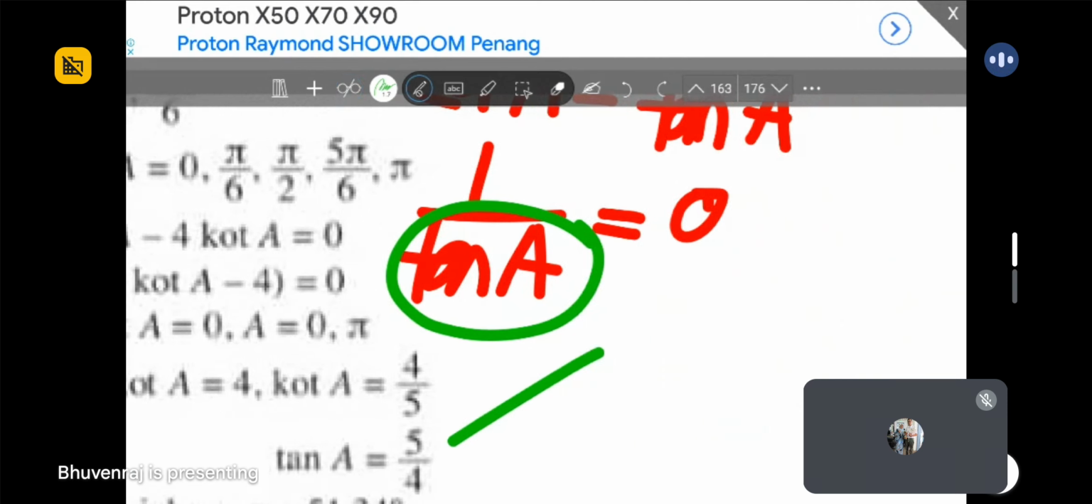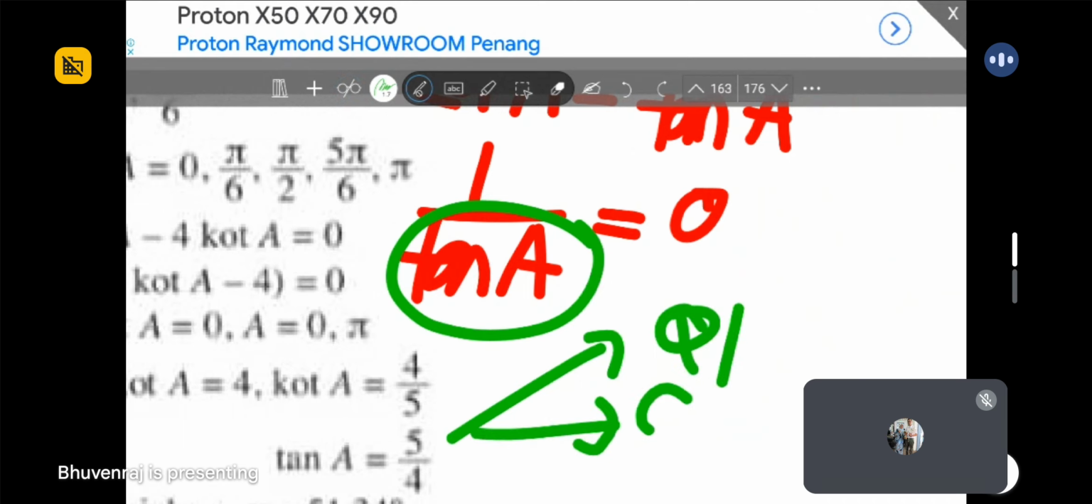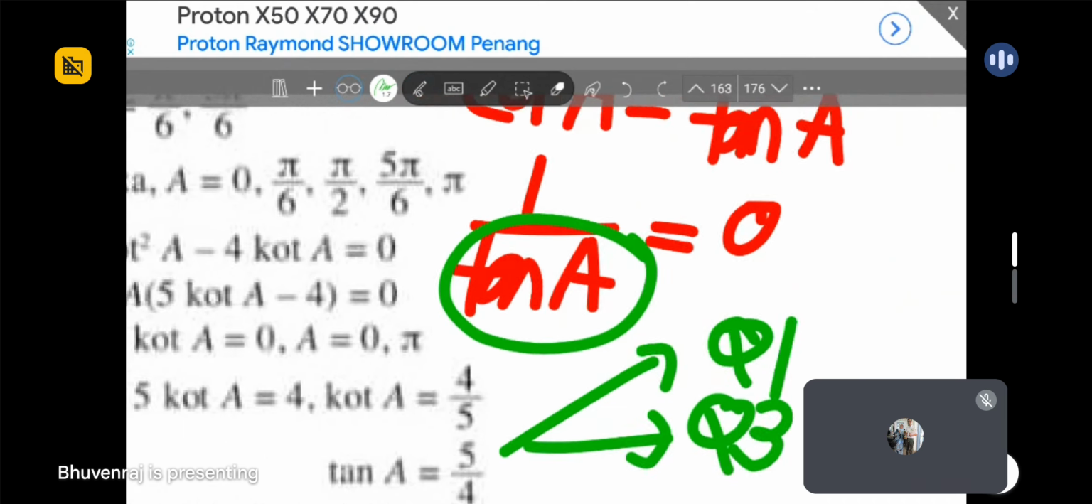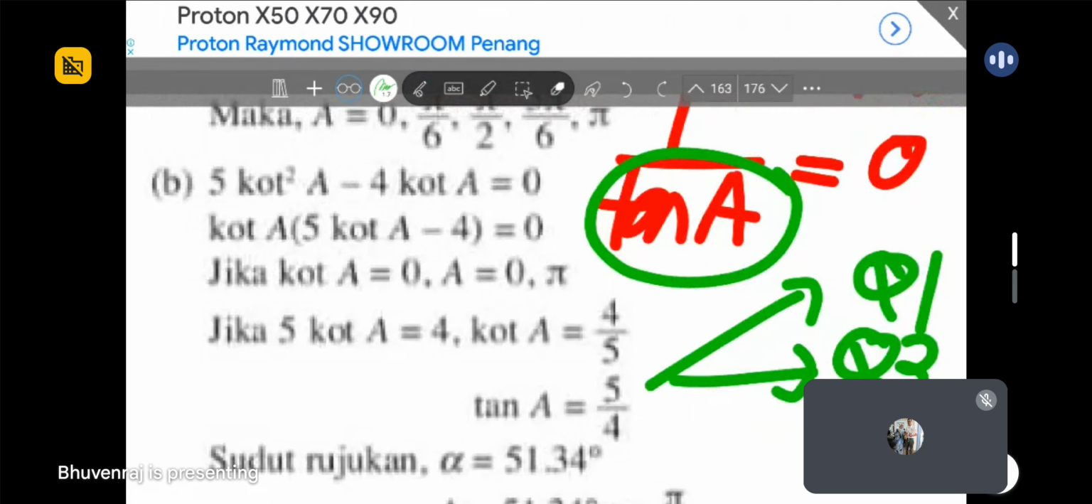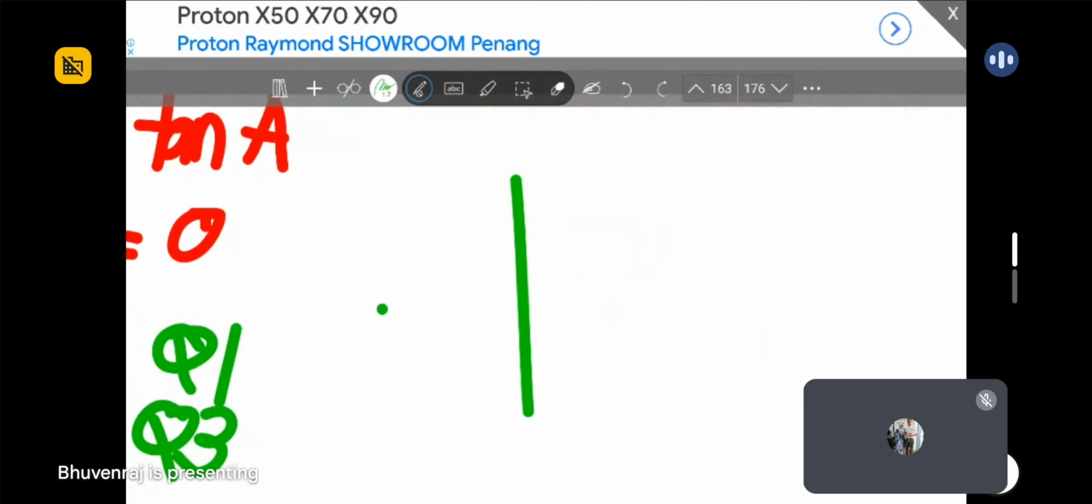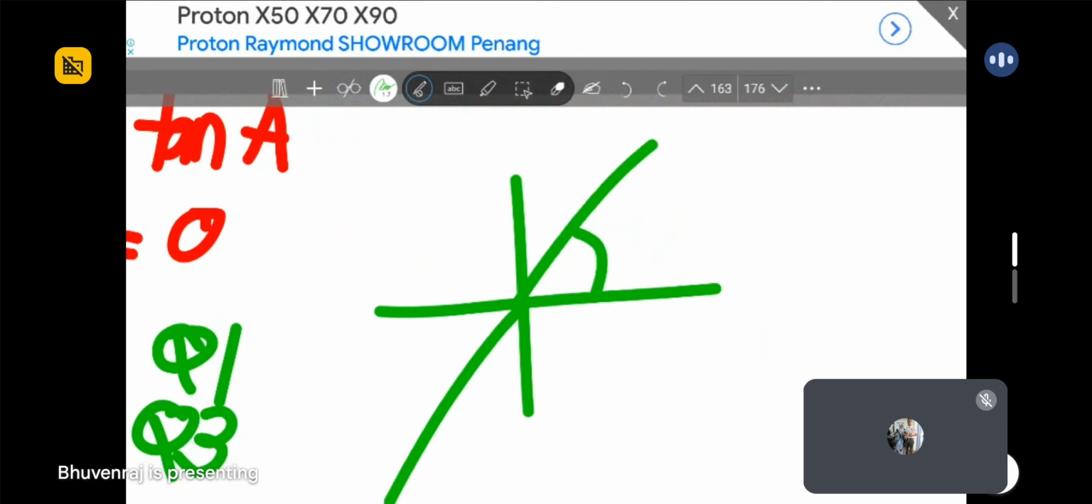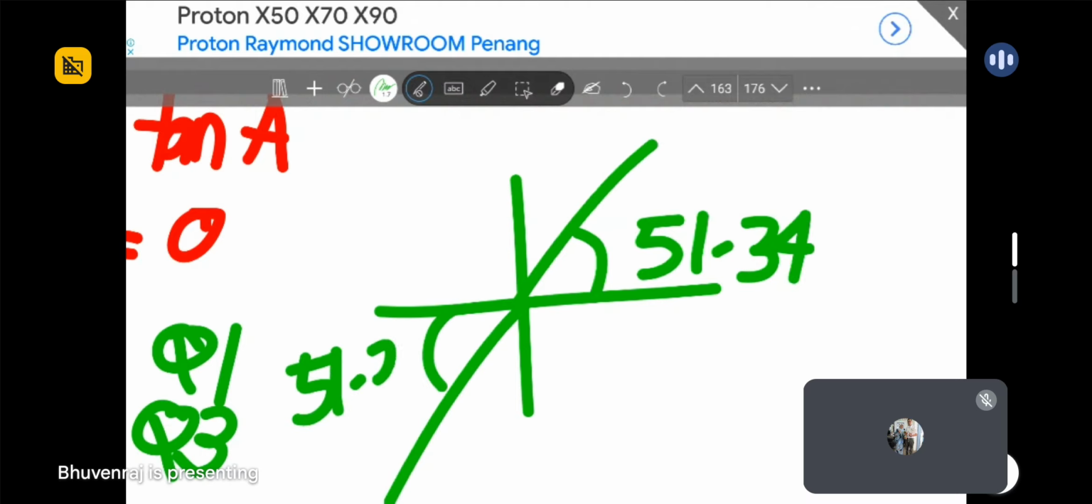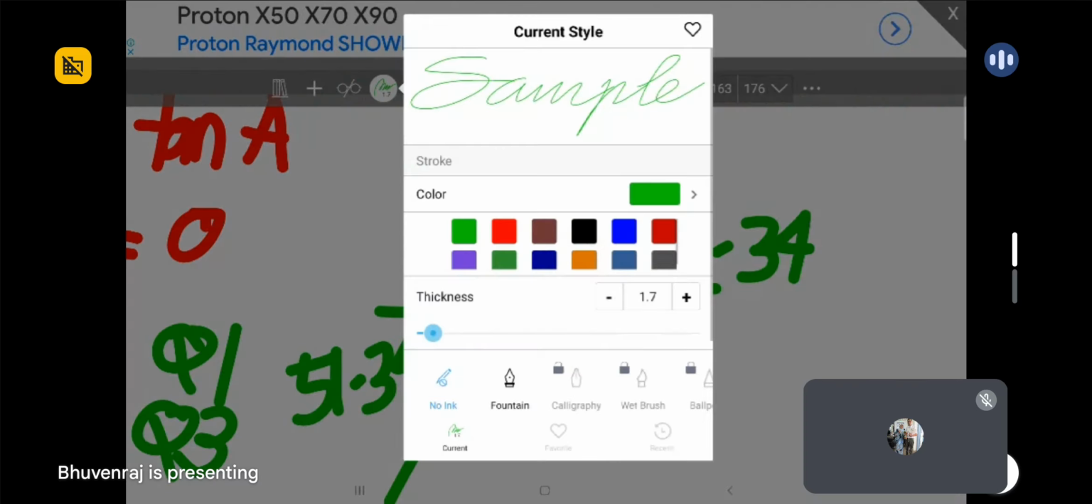Tangent positive, so it means quadrant 1 and quadrant 3. Kuadran pertama dan ketiga. Again, normal step, find your reference angle. Cari sudut rujukan and make sure you convert to radian. Tukar ke radian. Because your answer must be from 0 until pi. So if quadrant 1, quadrant 3, your reference angle is 51.34. Okay, so guys, can we accept these two answers? Adakah boleh terima dua-dua yang ni?